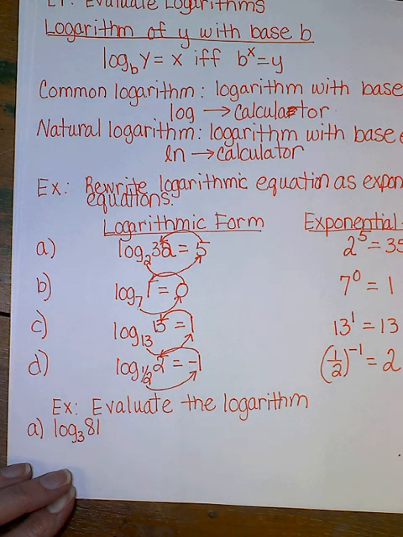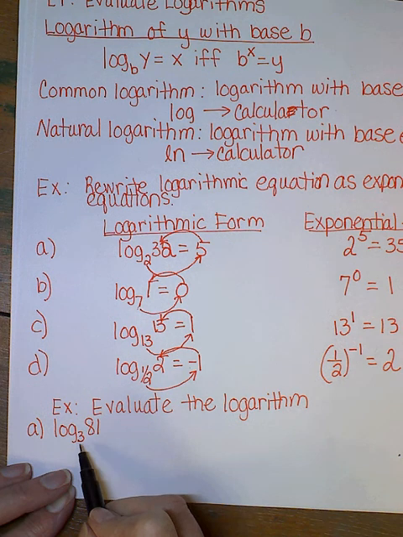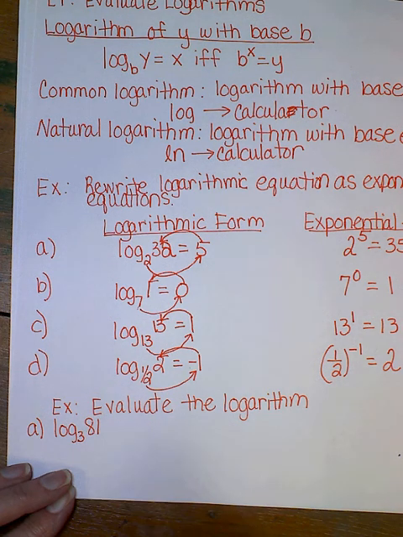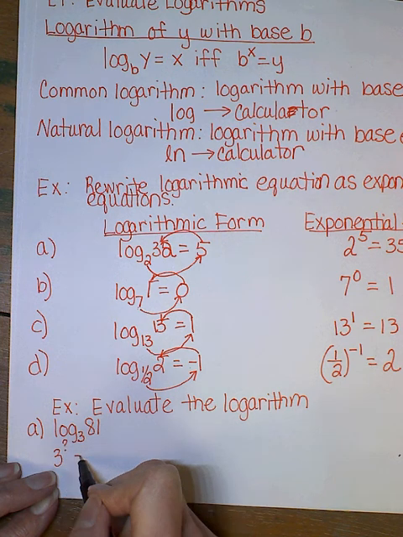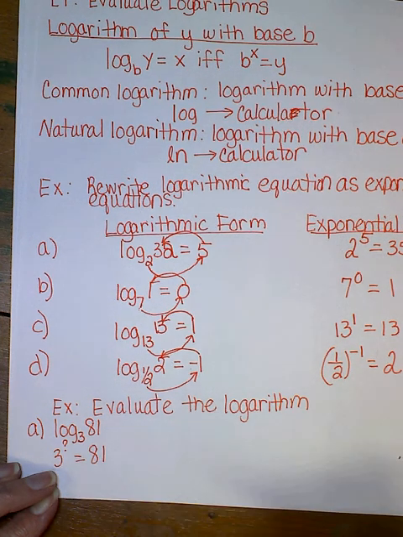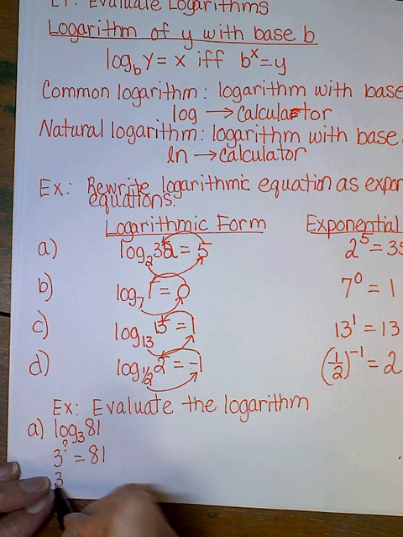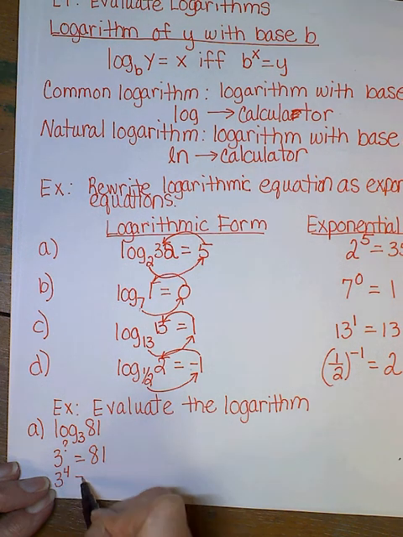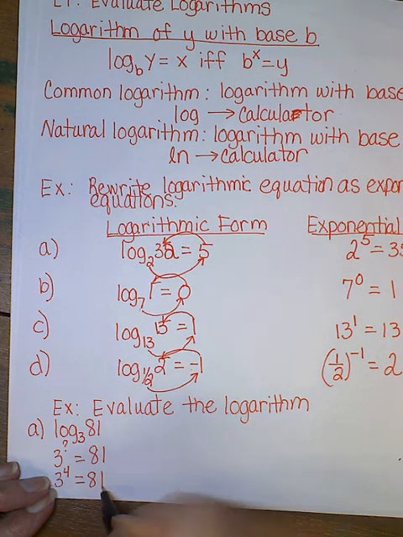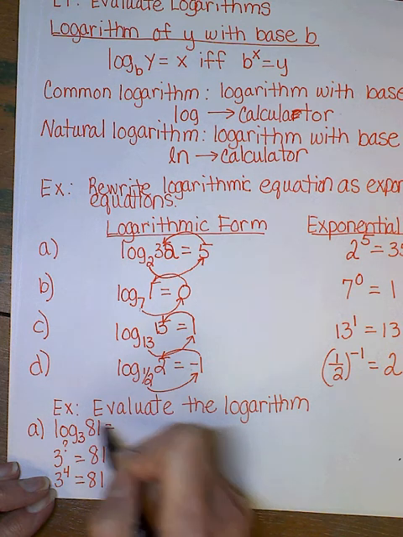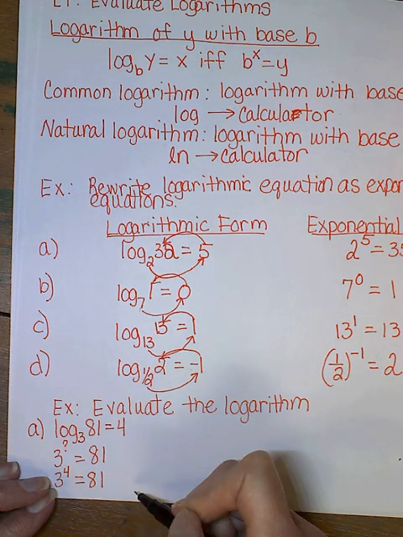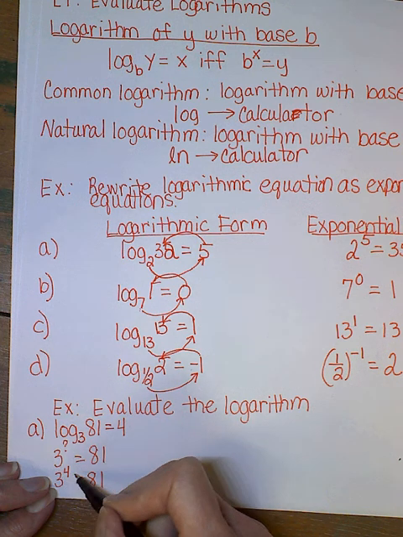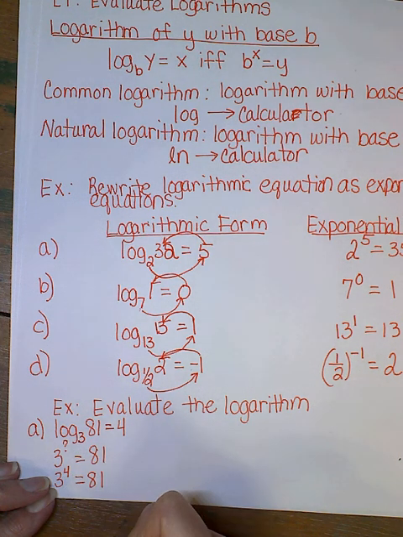Okay, so what you're trying to do is say 3 to what power equals 81, and that's your answer. So 3 to what power equals 81. Okay, so some of you know this and some of you will have to play around on your calculator, but 3 to the 4th power equals 81, so we know the answer to this logarithm is 4, because the answer is always the exponent that makes this number 81.